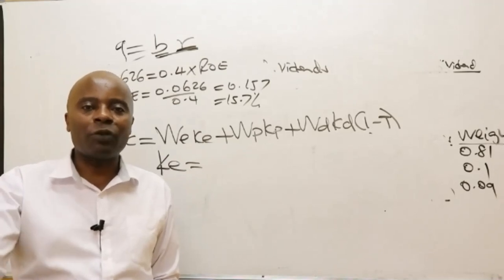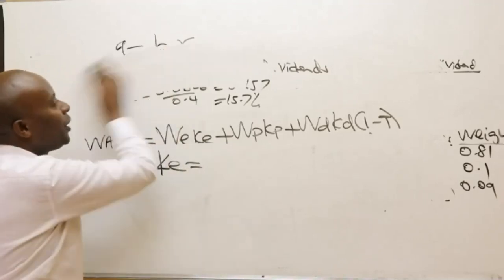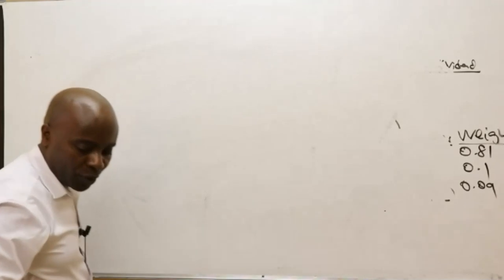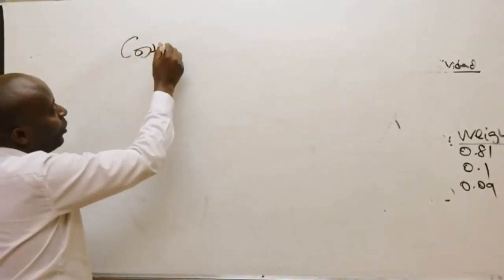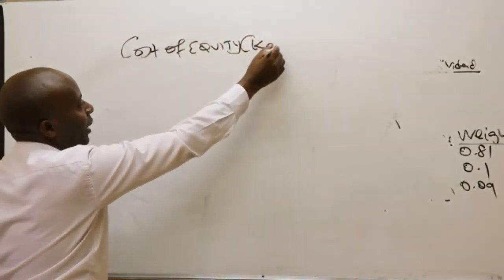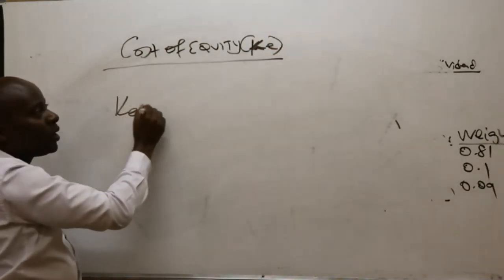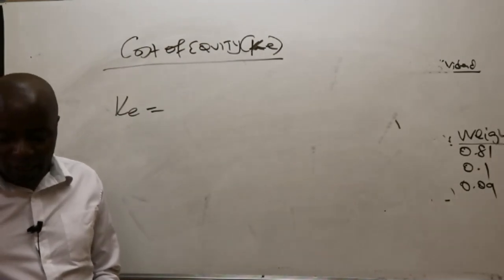Could you kindly write for us the formula of cost of equity? So we start by looking at the cost components, cost of equity, KE. I want to see whether there is any student who can remember the formula of getting the cost of equity.